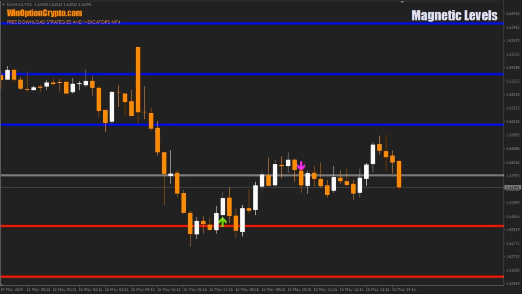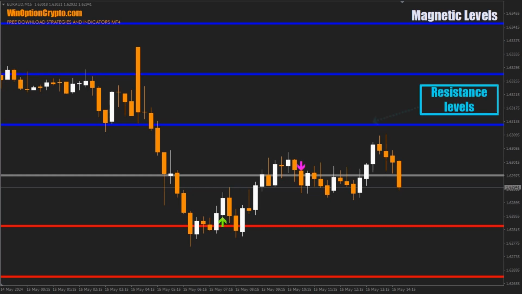Magnetic levels displays key support and resistance levels on the chart, which can be used as a guide when opening trades to buy call or put options. The levels are calculated in real time, which allows you to estimate to what marks the asset price can rise or fall. The magnetic levels indicator highlights three types of price levels on the chart.